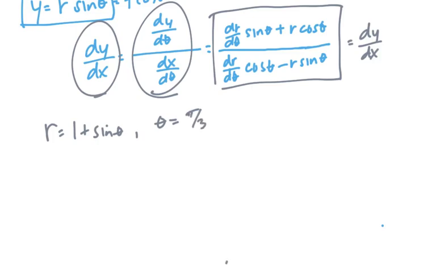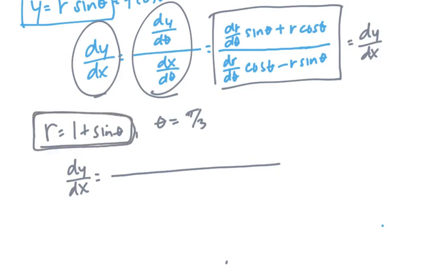So we're going to say dy over dx equals, and let's look at the top. So we have it in front of us. Let's go ahead and use it. The derivative of r with respect to theta. So the derivative of 1 is nothing, and the derivative of sine of theta is cosine of theta. And we keep the sine theta here. Plus r, which is 1 plus sine theta, times cosine theta.